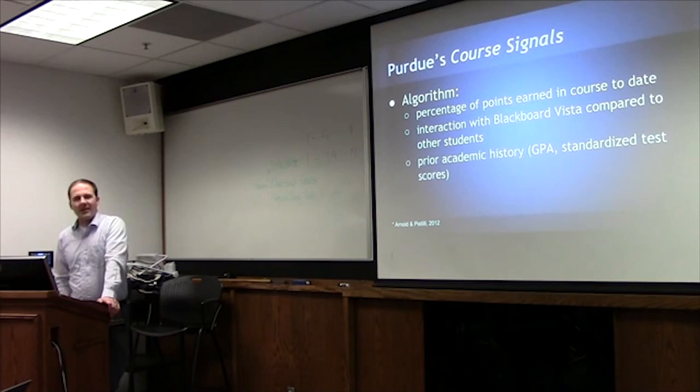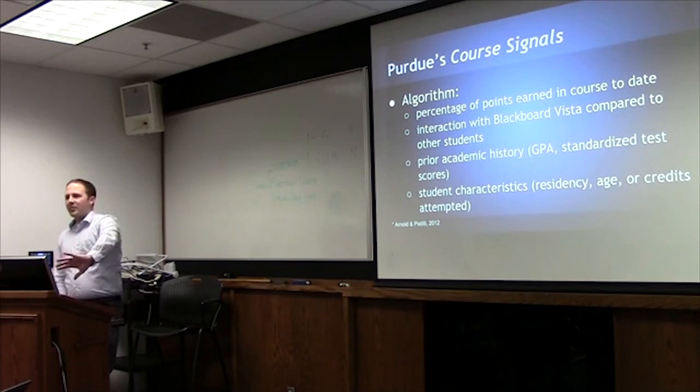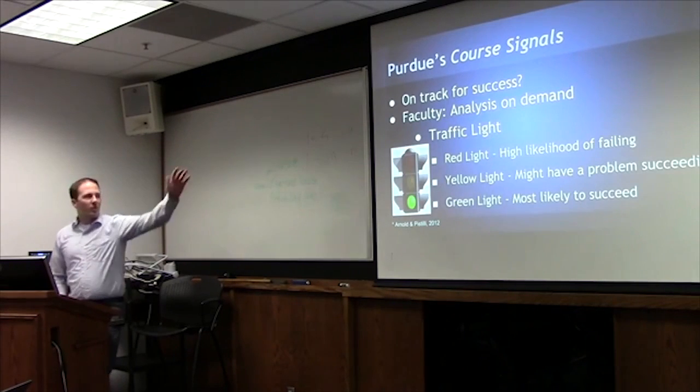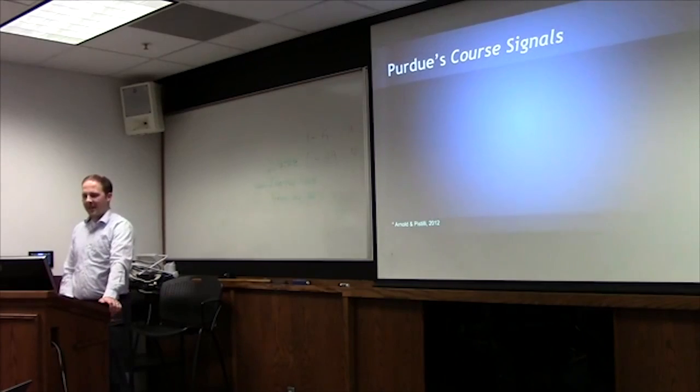We also look at prior academic history. So this is coming from the more administrative level, GPA and standardized test scores. And then some basic student characteristics, age, credits attempted. And these variables are able to help them identify which one of these classes students might belong to, whether the teacher should be spending more time with these students or with these.